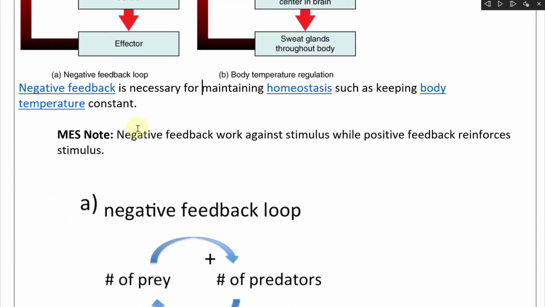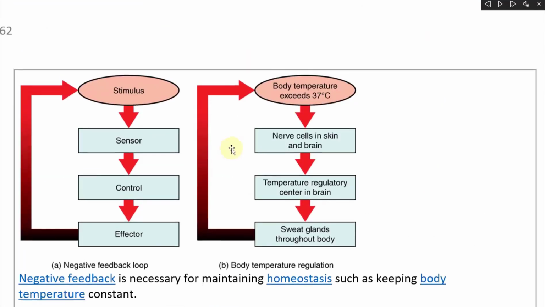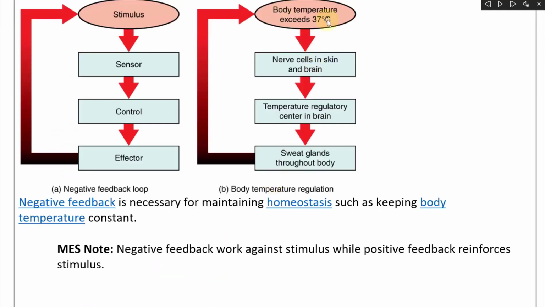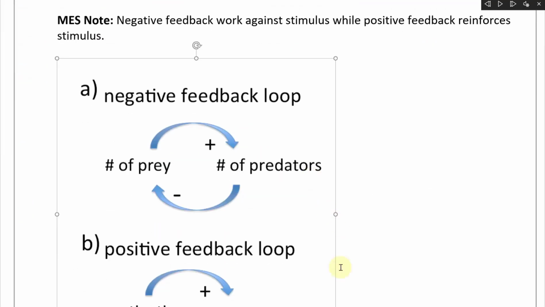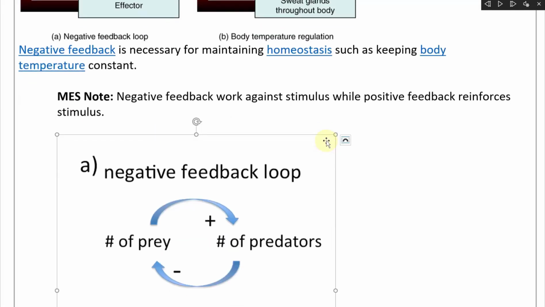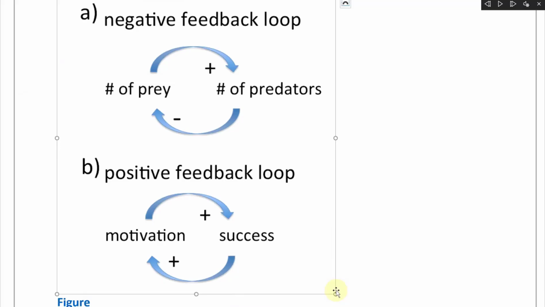Very interesting. So note, negative feedback works against stimulus, while positive feedback reinforces stimulus. Here it would change this by trying to lower the temperature. In this case, it exceeds 37, so you want to lower that. So it's a negative feedback. Here's the difference: negative feedback works against stimulus, while positive feedback reinforces stimulus. And I'll illustrate it with this image here.